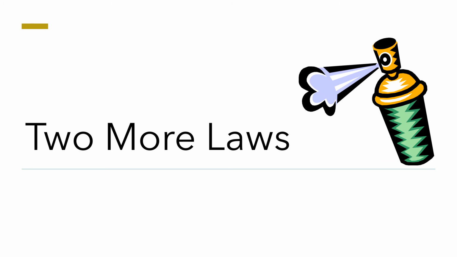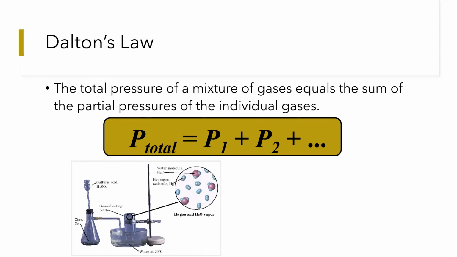I have two more quick gas laws for you: Dalton's law of partial pressures and Graham's law of diffusion. We'll just briefly talk about those together. Dalton's law says that the total pressure of a mixture of gases is equal to the sum of the partial pressures of the individual gases.